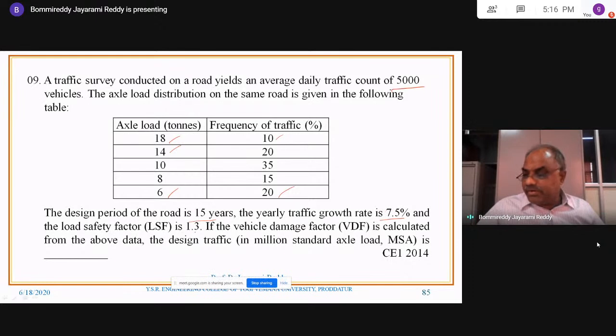Lane safety factor 1.3. If the vehicle damage factor is calculated from the above data, VDF is not known. The ultimate question is, what is NS? So in the NS, vehicle damage factor is to be computed based on this. It's a big question normally. It may be split sometimes into two questions: what is VDF, and what is NS. So what is VDF?